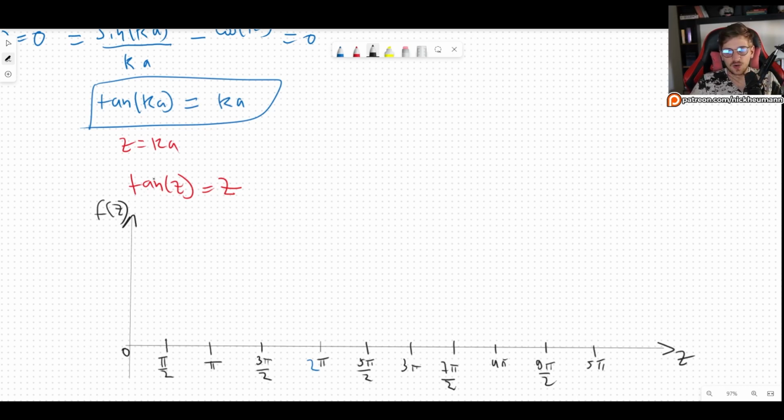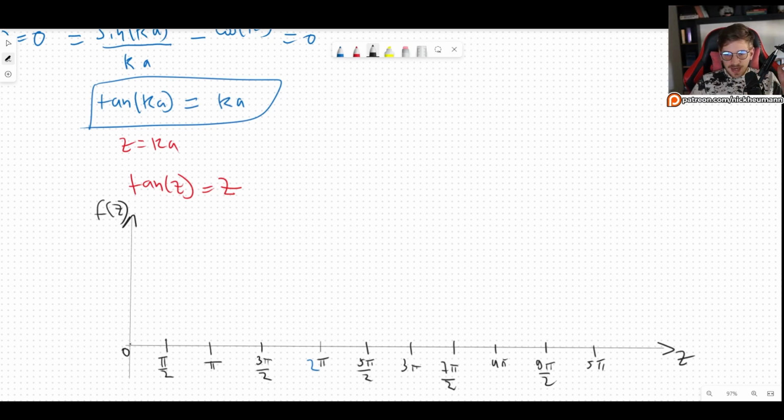Okay, so what is the graph of the tangent like? So the graph of the tangent right after 0. At 0, keeping in mind this is sine over cosine, that means sine at 0 is 0.